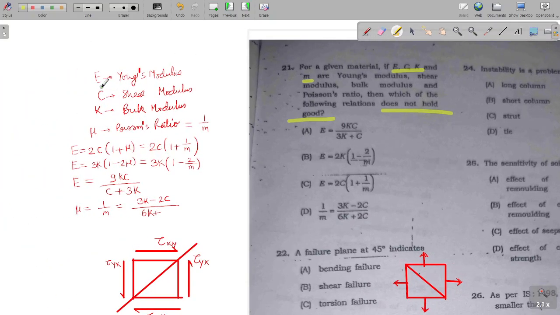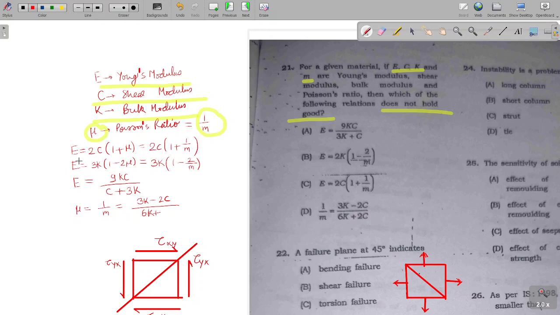So see, E is Young's modulus, C is shear modulus, K is bulk modulus, and we call Poisson's ratio mu in the standard literature, and in many books they call it 1 by m. So we see the relationship between these elastic constants. The relationship is E is equal to 2C into 1 plus mu, where C is shear modulus or modulus of rigidity. We call it modulus of rigidity as well. So 2C into 1 plus mu is equal to 2C into 1 plus 1 by m.